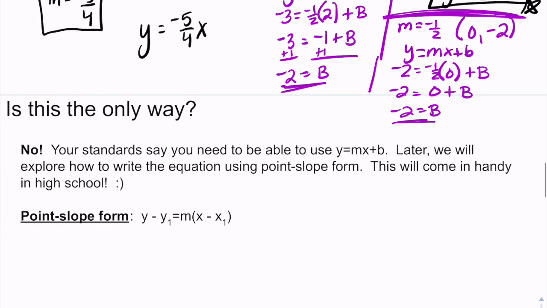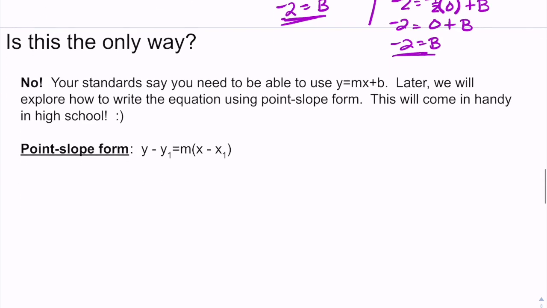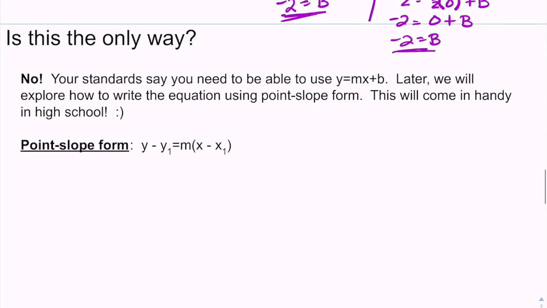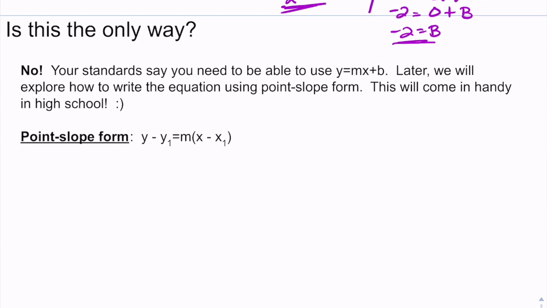That's really it. So earlier I mentioned that we would do it another way later. Is this the only way? No. Your standard says you have to be able to use y equals mx plus b, so that's where we're starting. But in high school, you're actually going to use something called point-slope form a good bit. And here's your equation for point slope, so that's something to look forward to.